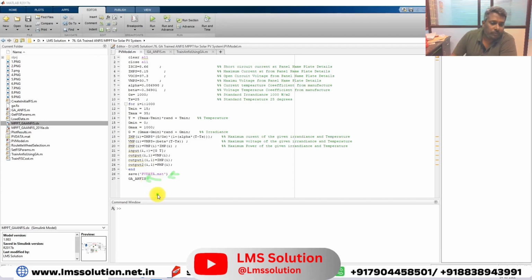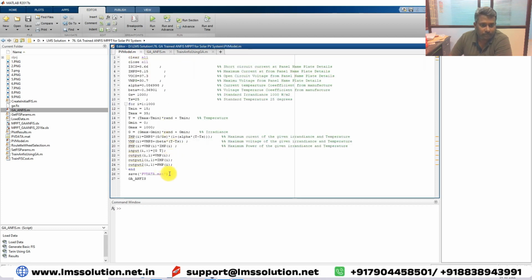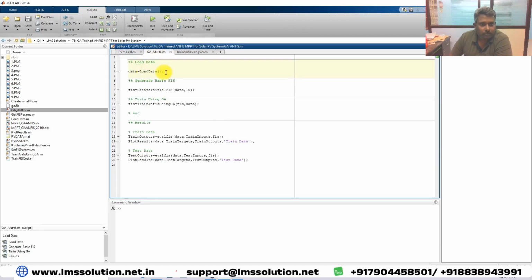That means the genetic algorithm tunes the adaptive Neuro-Fuzzy inference system. After executing this command, it comes to this line. That means this program comes to GA and FIS. Here we are going to load the data. First, we need to load the data. That means the data can be taken from here, right? PV data matrix. Here we need to load the data.